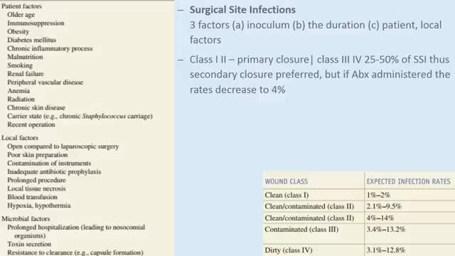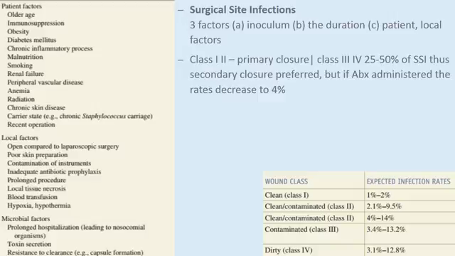The contaminated cases, for example, are those in which there is a major break in technique or there has been uncontrolled spillage when one opens a tract, or if one is doing a lap chole and there is spillage of bile. These cases are considered to be class 3. Here the infection rate is anywhere between 3% to up to 14%.